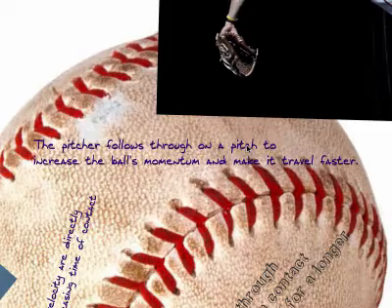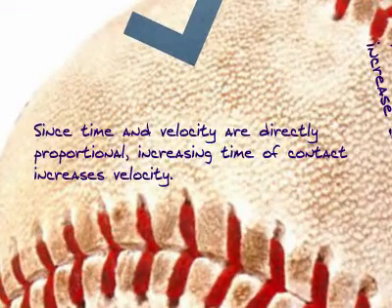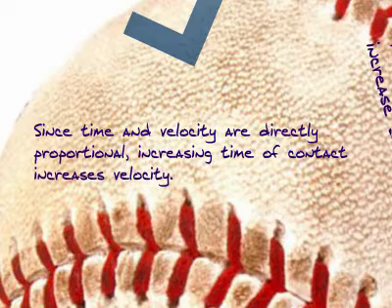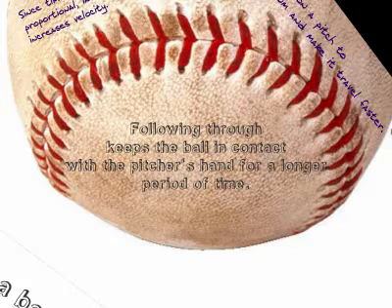This pitcher follows through on the pitch to increase the ball's momentum and make it travel faster. The key that we're looking at here is that time and velocity are directly proportional. Therefore, if we increase the time of contact, this will increase the velocity. That means that following through keeps the ball in contact with the pitcher's hand for a longer period of time. This will give it more velocity and, by definition, more momentum.